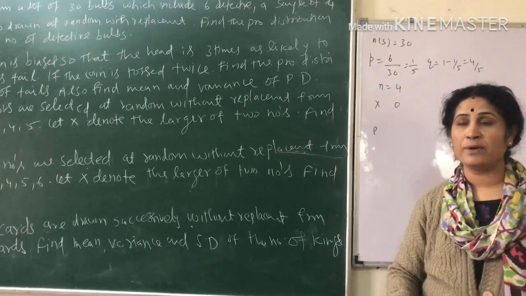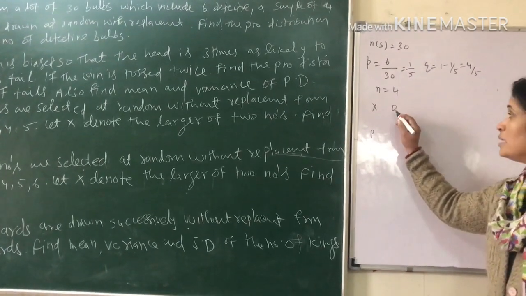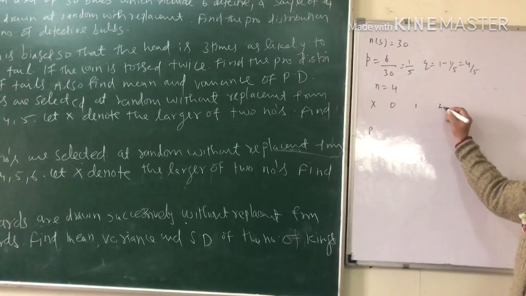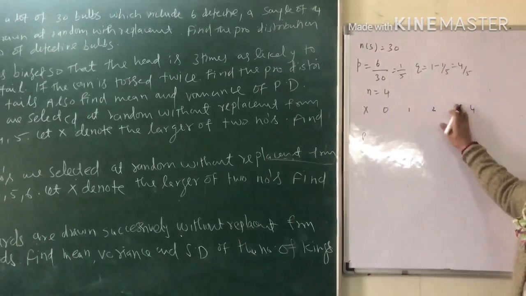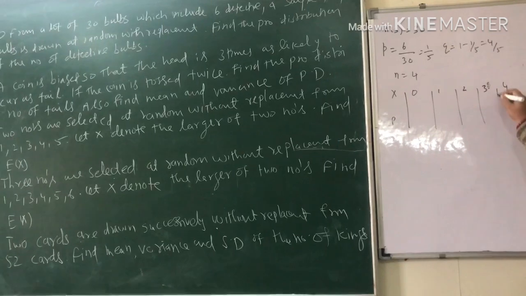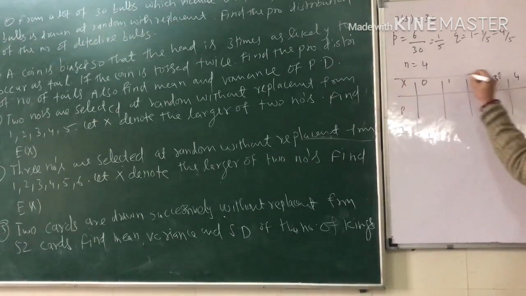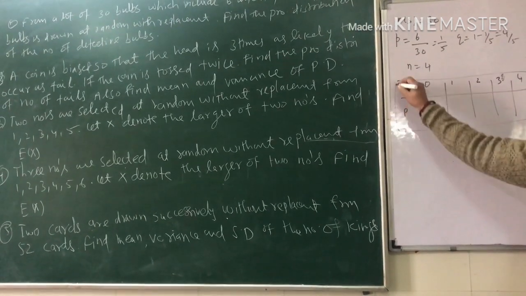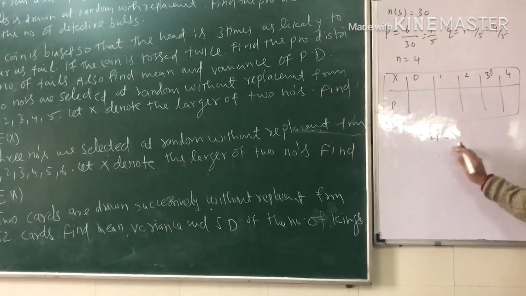Maybe they will ask one more question on this. Now 0 success, 1 success, 2 success, 3 success, 4 success. Now let me find the corresponding probability. So we define the random variable here. Now summation P must be how much? 1. Now leave space here.